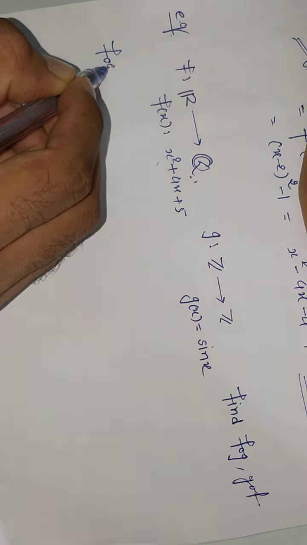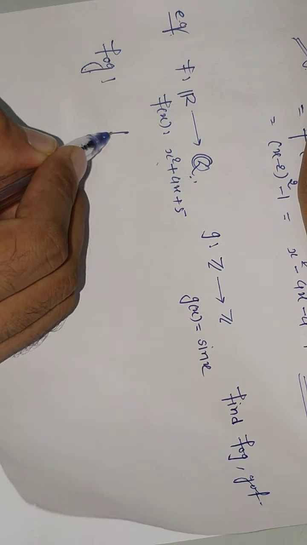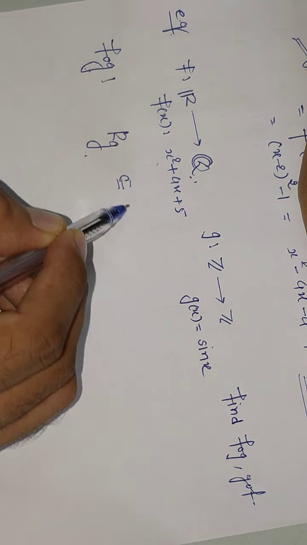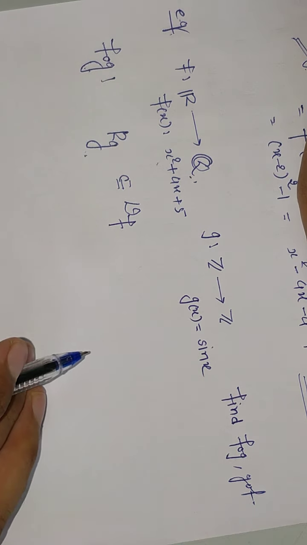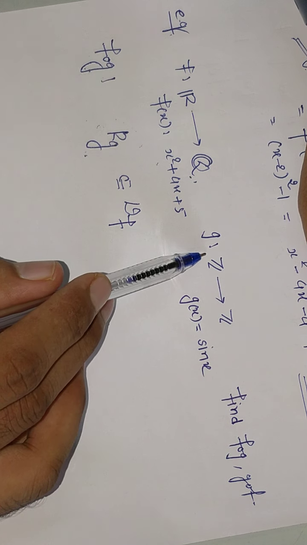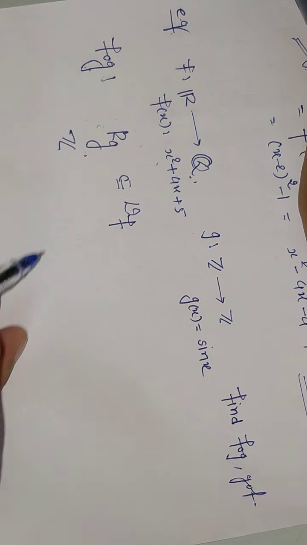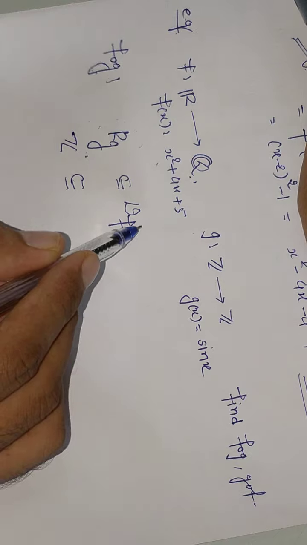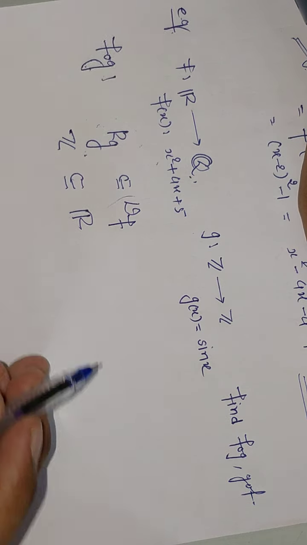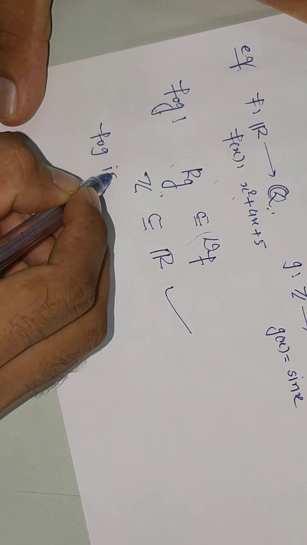So for f o g, the range of function g must be a subset of the domain of function f. Now the range of function g will lie in Z. So I am writing here Z, which will be a subset of the domain of f. The domain of f is R. The set of integers is a subset of the real number set. Yes, so this is correct. So f o g is defined.